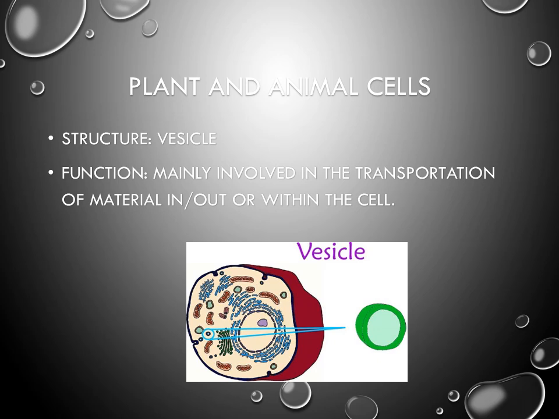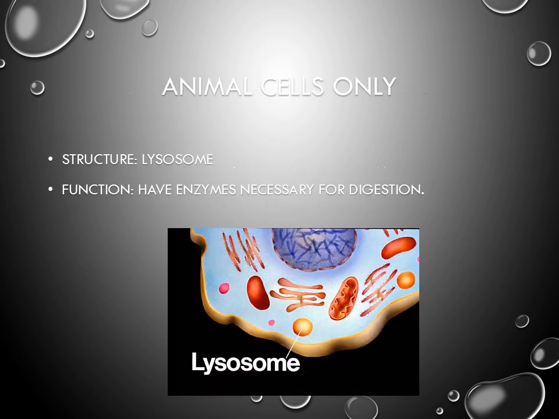Okay, next. Plant and animal cells both have vesicles. The function of vesicles is mainly involved in the transportation of material in or out of the cell. So those little circles, the vesicles move things in and out of the cell. The cell, remember, has a semi-permeable cell membrane, which means things can go in or out through the vesicles.